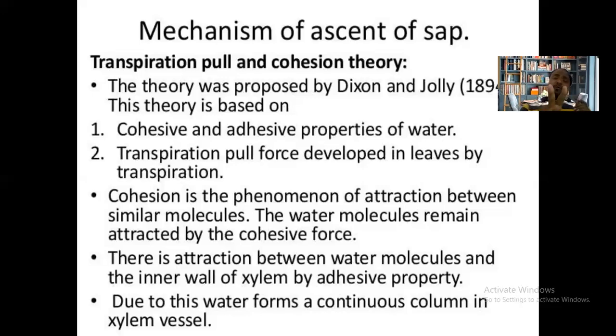And these two forces work here in the transpiration pull theory. These two forces play an important role in the transpiration pull theory. Okay, as I discussed earlier, the transpiration pull is not developed in the roots. The transpiration pull is developed here in the leaves, isn't it? By the process of transpiration. And a continuous water column is maintained from the roots to the leaves because of the cohesion and adhesion phenomena, the cohesive force and the adhesive force, isn't it?